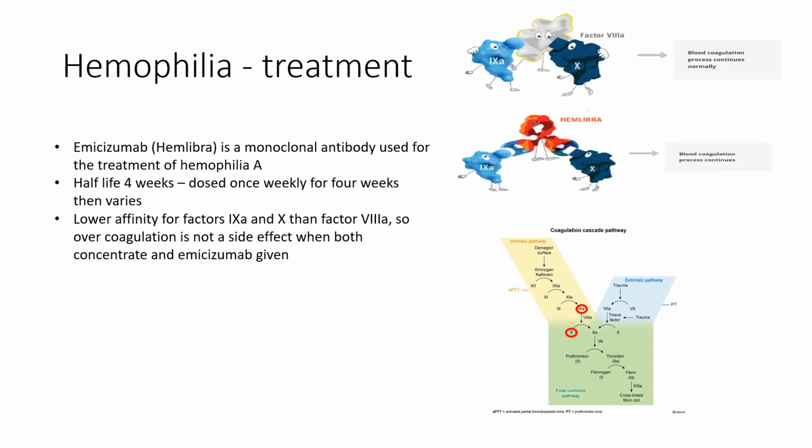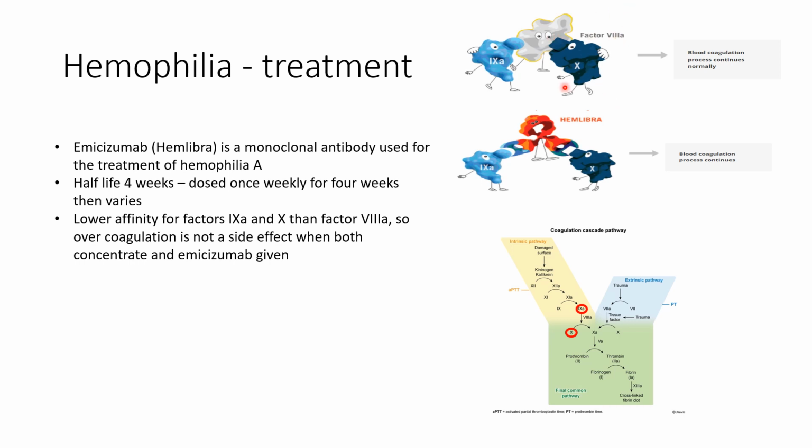Now, there is a new treatment, and I think this is cool, and this speaks to the marvel of modern medicine. It's a monoclonal antibody known as emicizumab, or Hemlibra is the trade name. So it's a monoclonal antibody used for the treatment of hemophilia A. Monoclonal means there's only one type of antibody in there. And you can only use this for hemophilia A because it is a mock factor 8. So the action of factor 8, it brings factor 9A and 10 together, and that continues down the coagulation cascade.